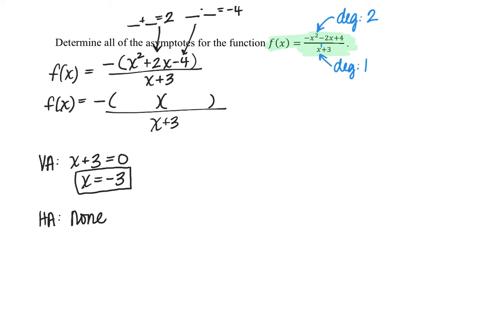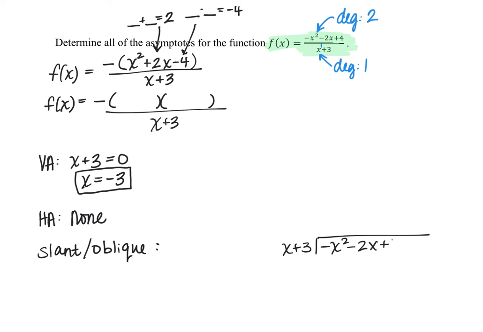Now, when the numerator's degree is exactly 1 greater than the denominator, then that is when we will have a slant asymptote. Some people also call these oblique asymptotes. Both of those words are acceptable. And to find the oblique asymptote, we have to go ahead and actually divide. We're going to divide x plus 3 into the numerator negative x squared minus 2x plus 4. So if we were going to do this with traditional long division, it would look like this. X plus 3 divided into negative x squared minus 2x plus 4.